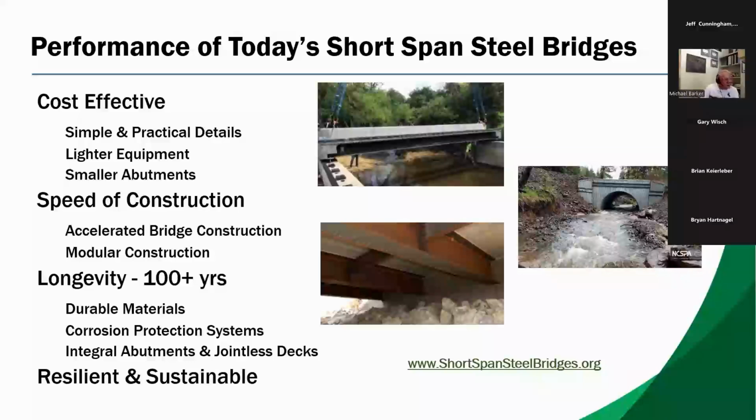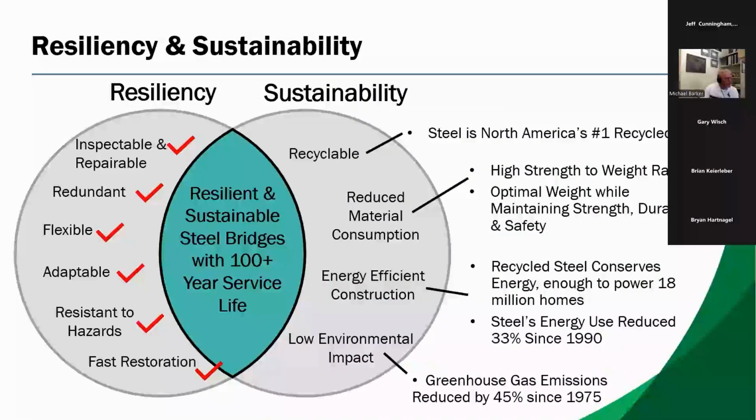But if we talk about resiliency and sustainability, I have a slide on that. We want to be in the middle of this diagram. We want a resilient and sustainable steel bridge with 100+ years of service life. Now, on the left side, I have resiliency. And yes, steel has a lot of advantages there. It's inspectable and repairable, redundant systems, flexible, adaptable, resistance to natural and man-made hazards. And if it does get damaged or if it does corrode, we have fast restoration.